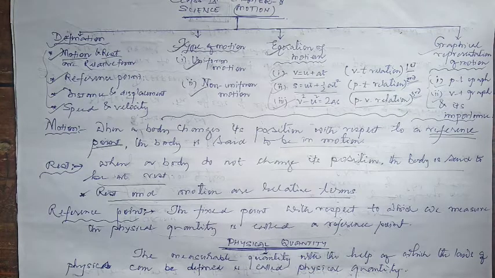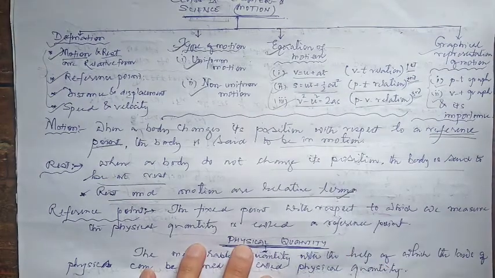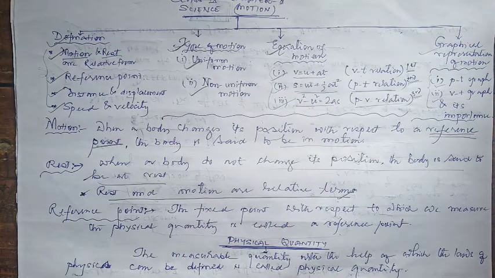So at the same time we are in motion and we are at rest. So we cannot say something is at permanent rest and something is in permanent motion. That's why we say rest and motion are relative terms. So that's what we mean by rest and motion being relative terms. Nothing is in permanent motion and nothing is in permanent rest.